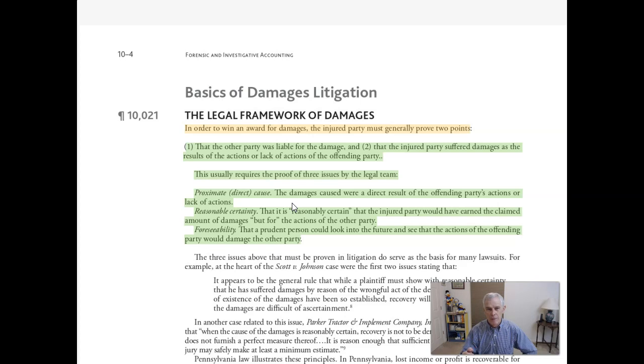Number 3, foreseeability. That a prudent person could look into the future and see that the actions of the offending party would damage the other party. So again, in general, going back to the top here, 2 points must be proved in court for an award for damages. The other party was liable, and the injured party actually suffered damages, due to the actions or lack of actions of the other party. 3 issues must be proved: proximate cause, reasonable certainty, and foreseeability.